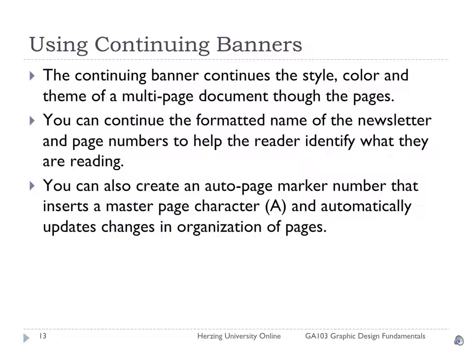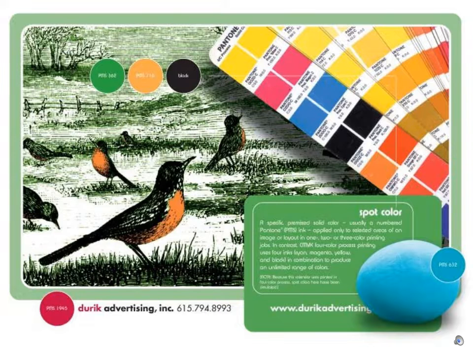The continuing banner continues the style, color, and theme of a multi-page document through the pages. You can continue the formatted name of the newsletter and page numbers to help the reader identify what they are reading. You can also create an auto-page marker number that inserts a master page character A and automatically updates changes in organization of pages. Here we see an example of an image by Dirk Advertising where spot colors have been used. You can see the Pantone color swatches on the right. Pantone is the most common spot color formula used today.